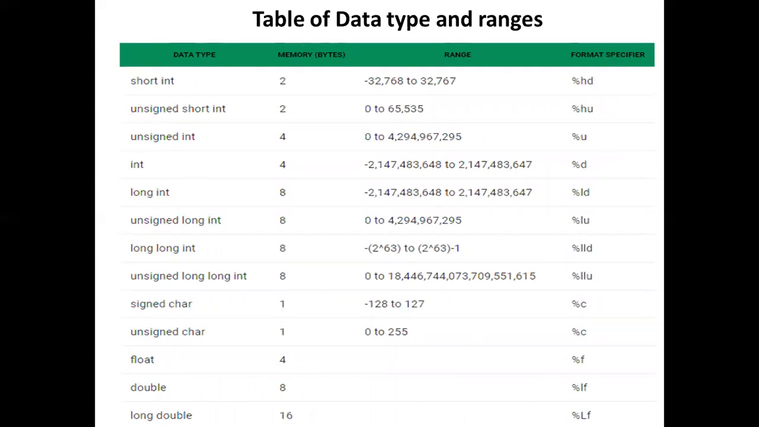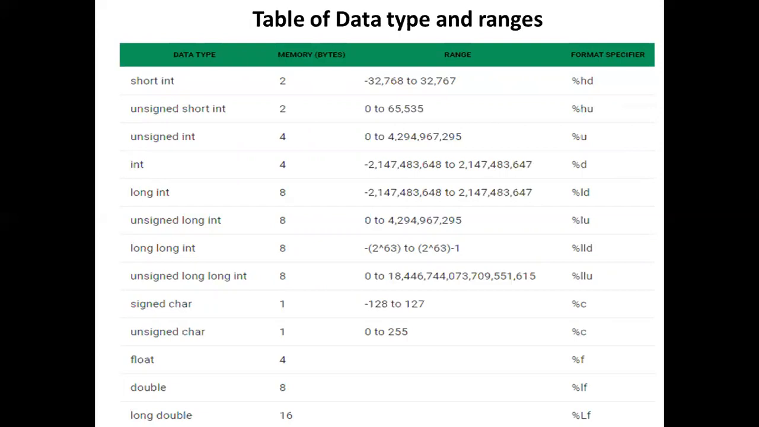So first data type is int. Int requires 4 bytes of memory or 32 bits. Similarly, float also requires 4 bytes of memory or 32 bits. Similarly, signed char requires 1 byte of memory or 8 bits. Unsigned char also requires 1 byte of memory or 8 bits.